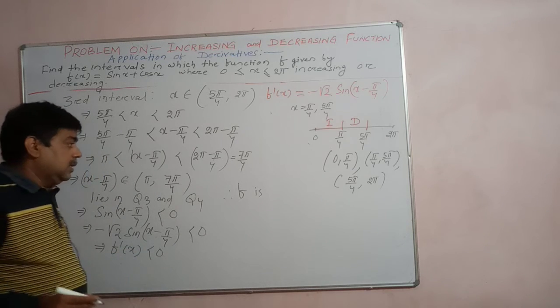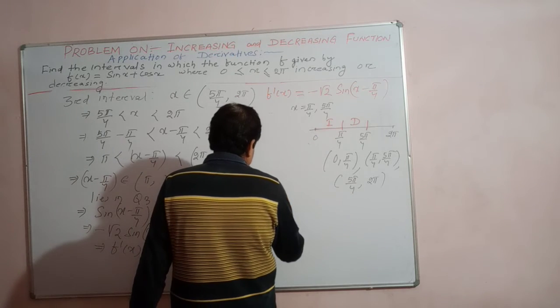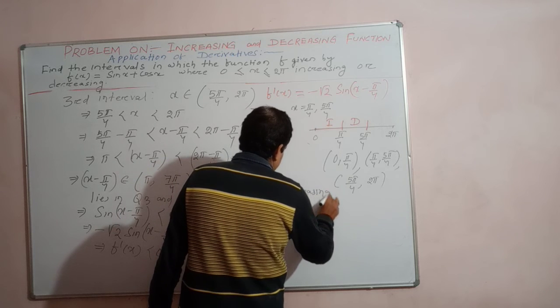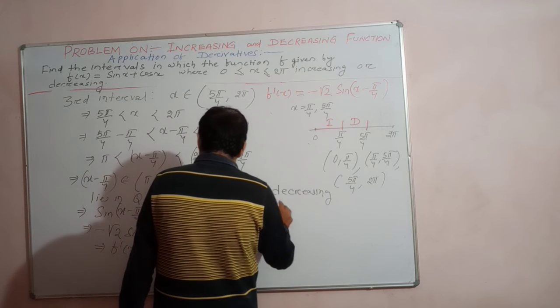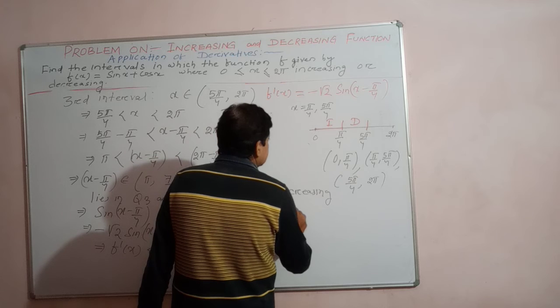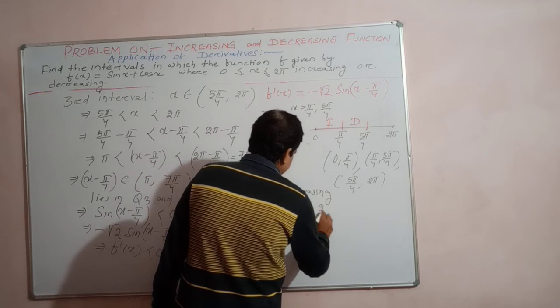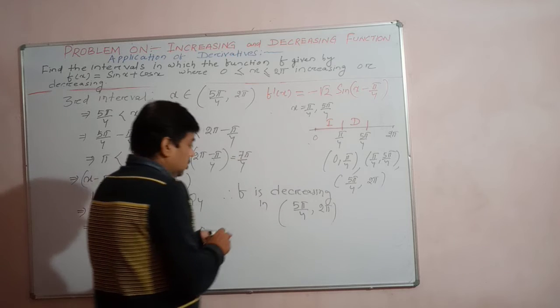So, it will be what? The function is said to be a decreasing function. The function is decreasing in the interval, in the interval what? In the interval 5 pi by 4 and 2 pi. Understand?